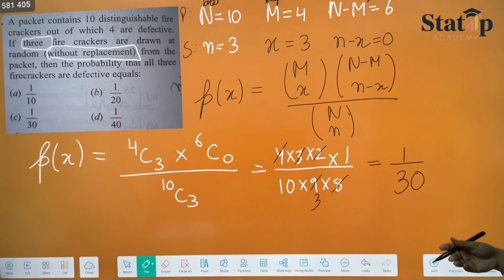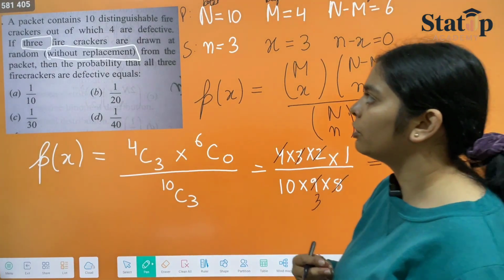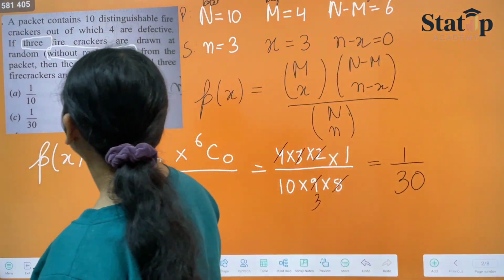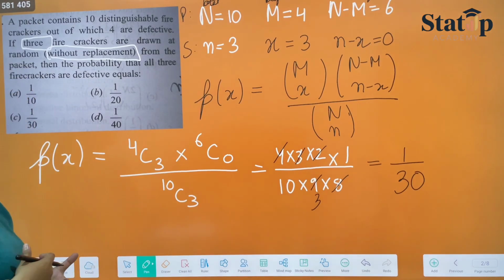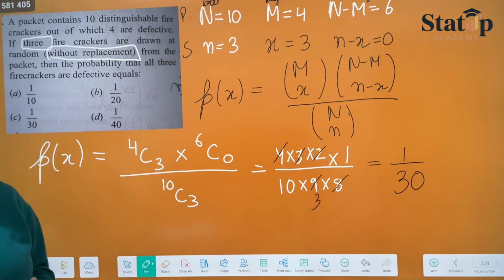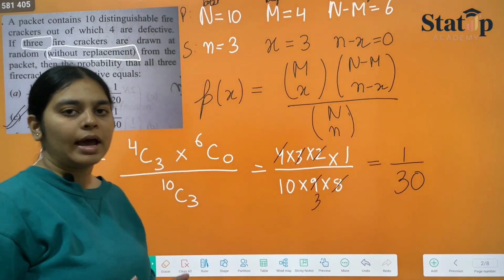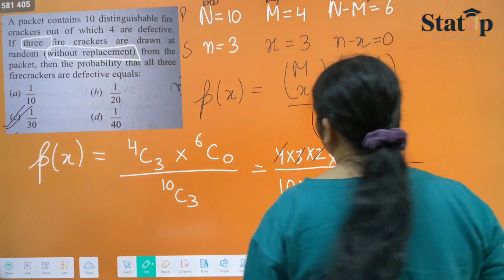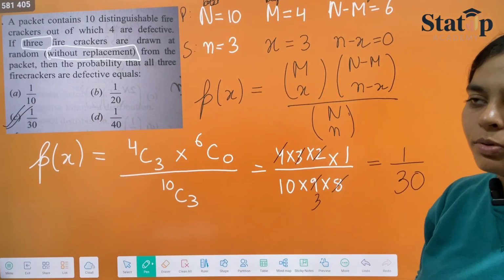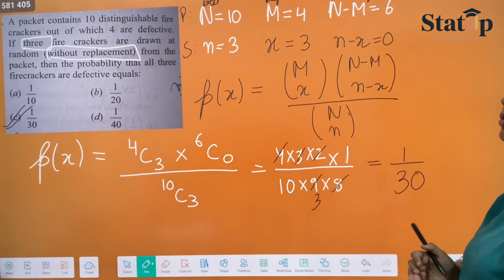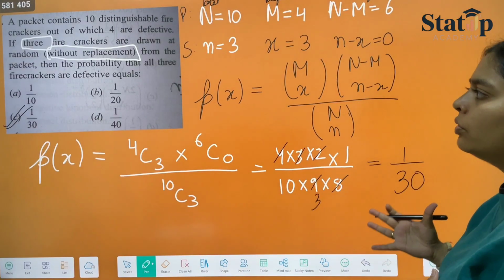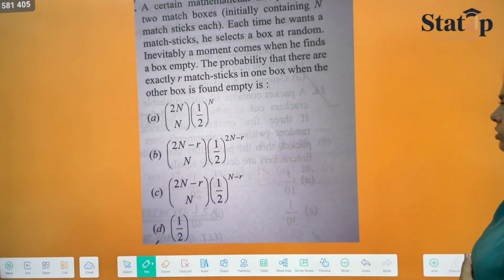So this is the probability that when we take out a sample of 3 from this packet of 10 distinguishable firecrackers, a total of 3 defectives come out. It is 1 upon 30, which matches our option number C. This is how we solve a hypergeometric question. It is easier because we have done this kind of question in probability as well, but we didn't know which distribution we were following. Now you know that you are following hypergeometric distribution.